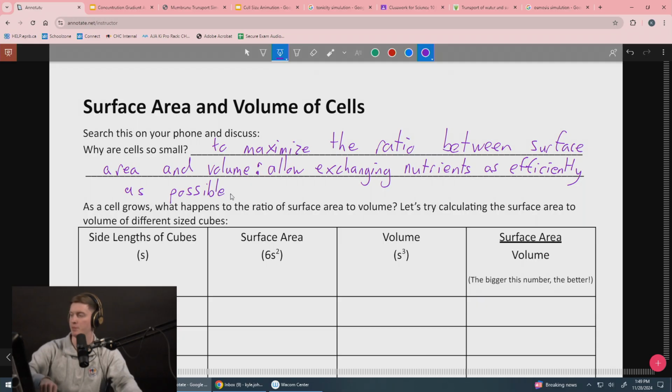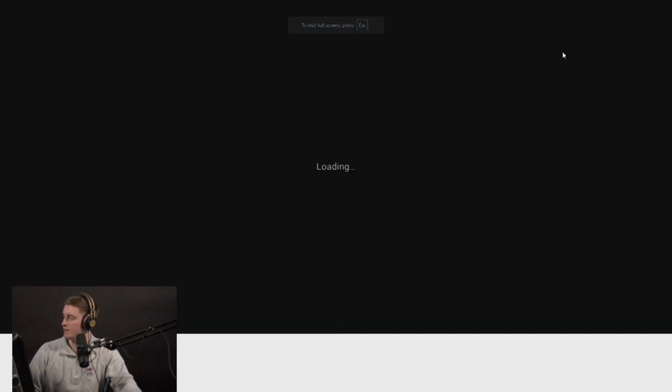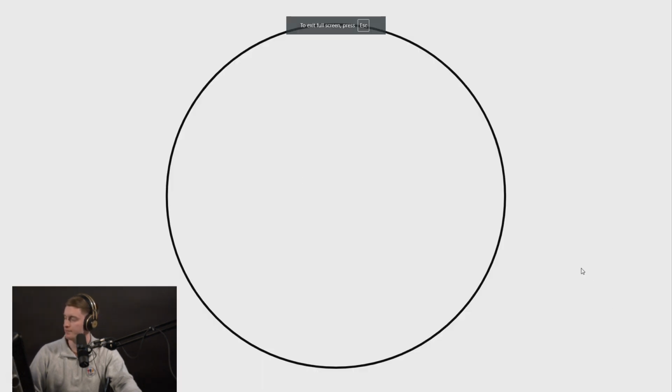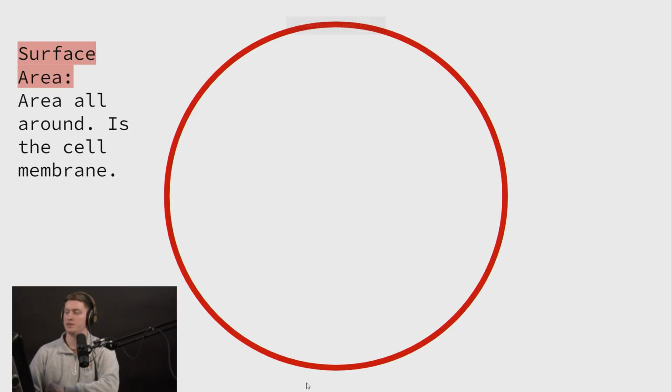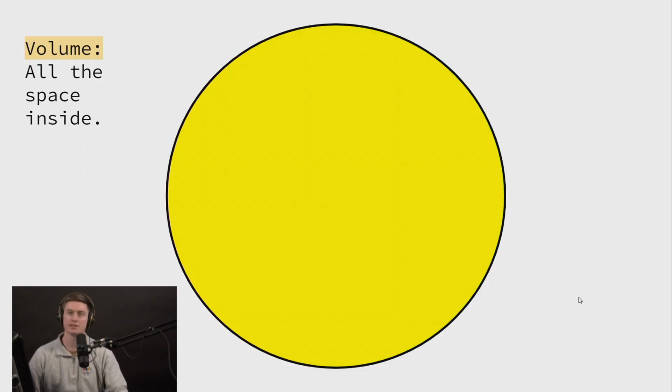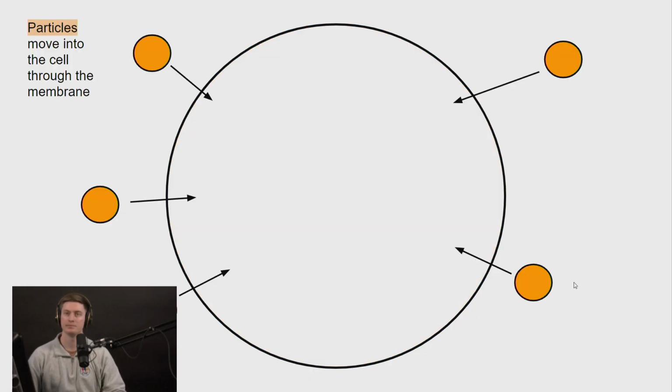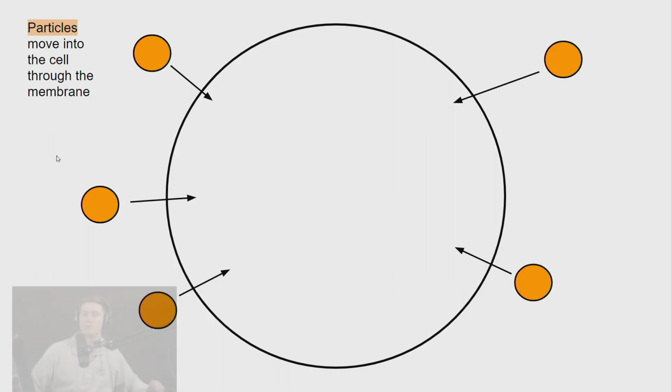Let me give you an example of why this is the case. This is my cell. The surface area of the cell is the area on the outside of the cell. The volume is the space inside the cell. Particles move into the cell through the cell membrane.